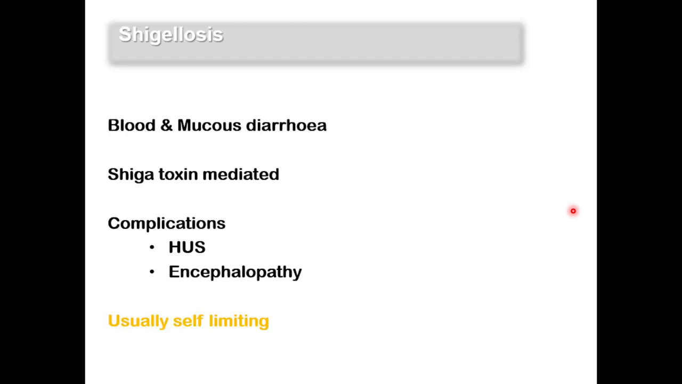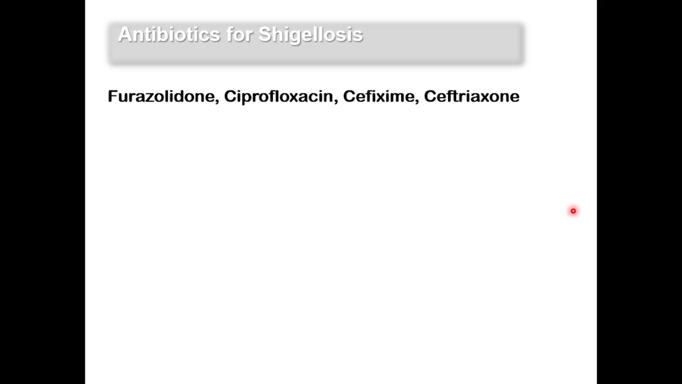Shigellosis causes blood and mucus diarrhea. It is Shiga toxin mediated. The complications are hemolytic uremic syndrome and encephalopathy. Usually it is self-limiting. But we have seen that people give antibiotics for shigellosis, like furazolidone, ciprofloxacin, cefixime, and ceftriaxone. Yes, you have to give it for septicemia of shigellosis, not for Shigella diarrhea.